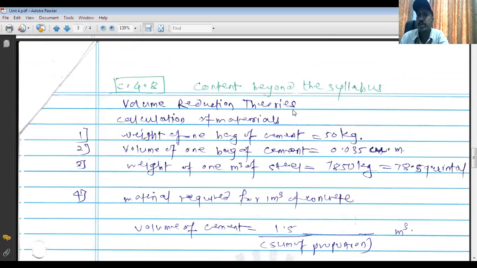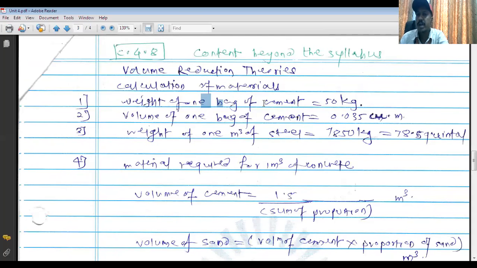Then there are the volume reduction theories. Weight of one bag of cement, you must know this is around 50 kg. Volume of one bag of cement is 0.035 meter cube. Weight of 1 meter cube of steel is 7850 kg, that is 78.5 quintal.